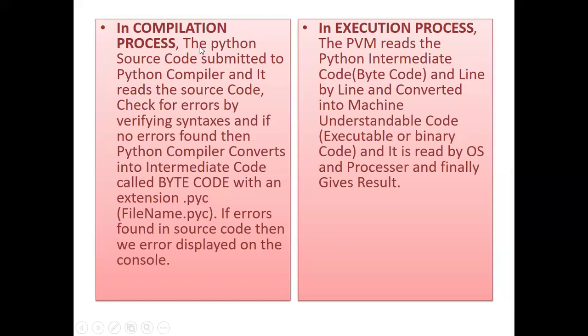In the compilation process, the Python source code is submitted to the Python compiler. It reads the source code and checks for errors by verifying the syntax. If no error is found, then the Python compiler converts it into the intermediate code, that is the bytecode, with the extension .pyc. And if errors are found in the source code, they will be displayed on the console. After this, when the execution process takes place, the PVM reads the Python intermediate code line by line and converts it into the machine understandable code, which is read by the OS and processor, and finally gives the result.